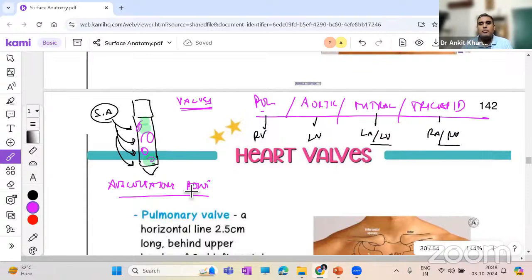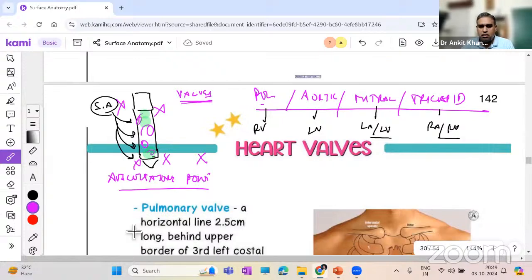So auscultatory points are different. That also we'll discuss. Auscultatory points will be somewhat over here, some will be here, some will be here, like this. So auscultatory points are away from the sternum, while the actual surface marking of the valves is behind the sternum. This is point number 1.